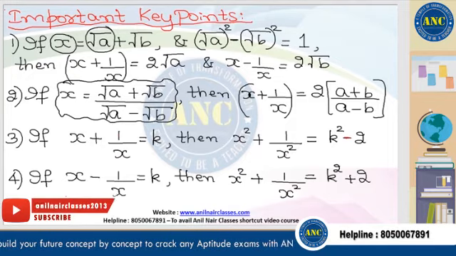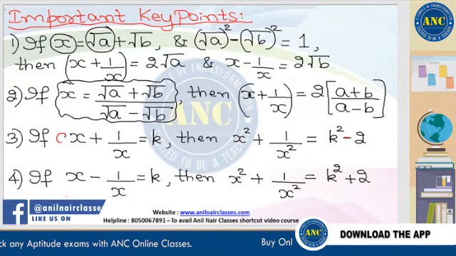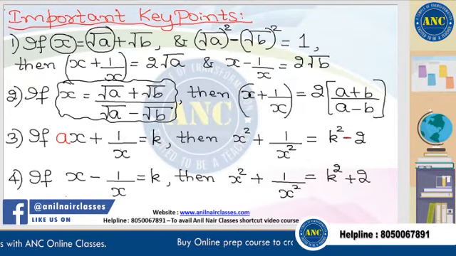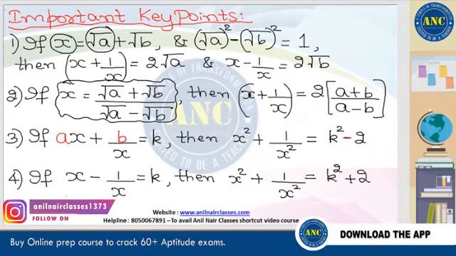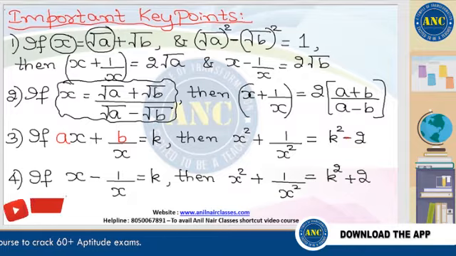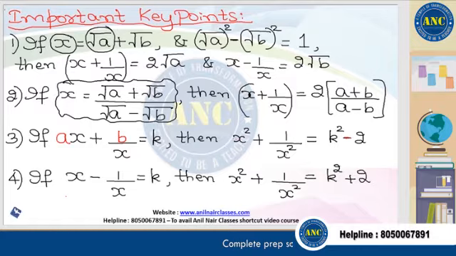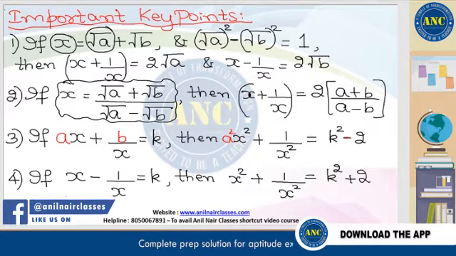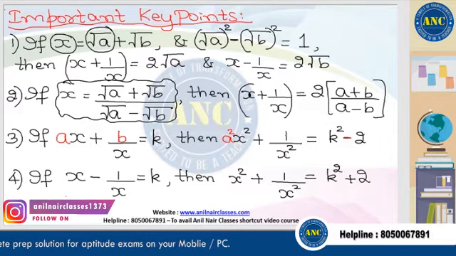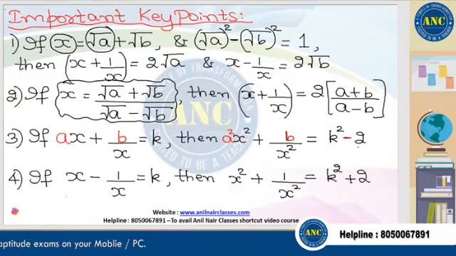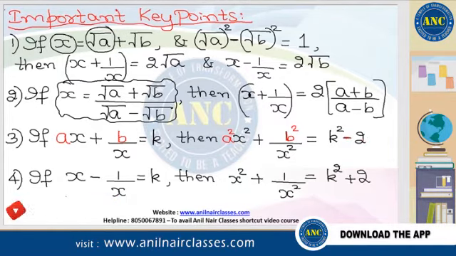And the formula finally is k square minus 2. But instead of the coefficients of x and 1 by x being equal to 1, if the coefficient of x is some other constant, suppose let me take it as a, and the coefficient of 1 by x is some other constant, let me take it as b, then the left-hand side will become a square into x square, and b square into 1 by x square. The right-hand side will be k square minus 2, as in the earlier case.